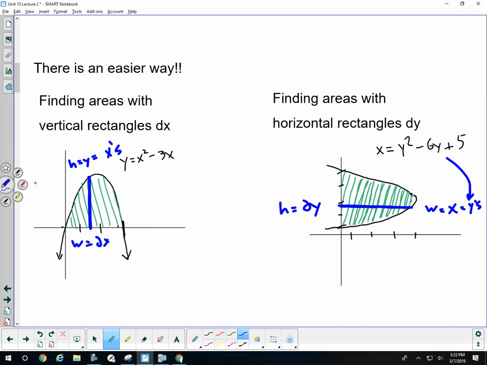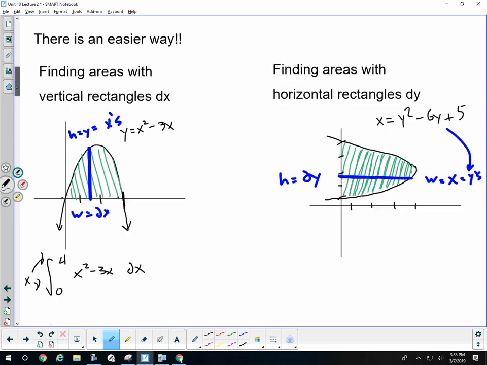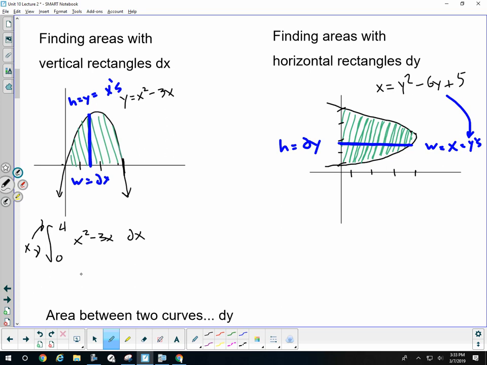Now, if we were to write integrals, this would be an integral starting from an x value of 0 to an x value of 4. The height are my y's. However, my y is given to us by this function of x's, and my width is dx. So notice, vertical rectangles, x's.